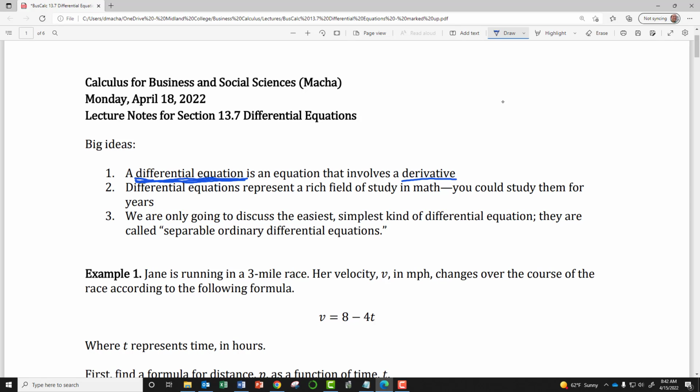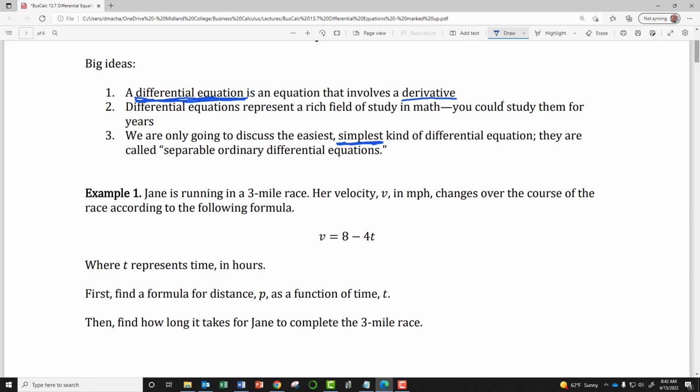But today we're only going to discuss the easiest, very most simple kind of differential equations. And if you were to talk to a mathematician, you would say that you have studied separable, ordinary differential equations. That's the type of equation we're talking about today.